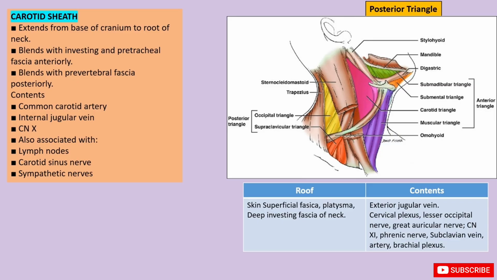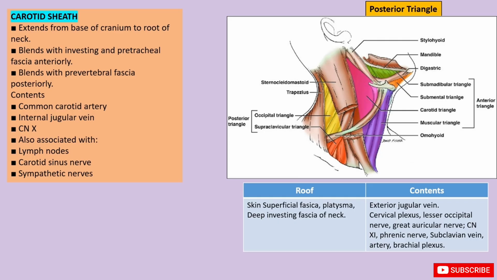Now let us talk about the carotid sheath. That's an important structure, and that is made up of the common carotid artery, internal jugular vein, and the 10th nerve. The carotid sheath extends from the base of the cranium to the root of the neck. It is blending with the investing and pretracheal fascia anteriorly and with the prevertebral fascia posteriorly.